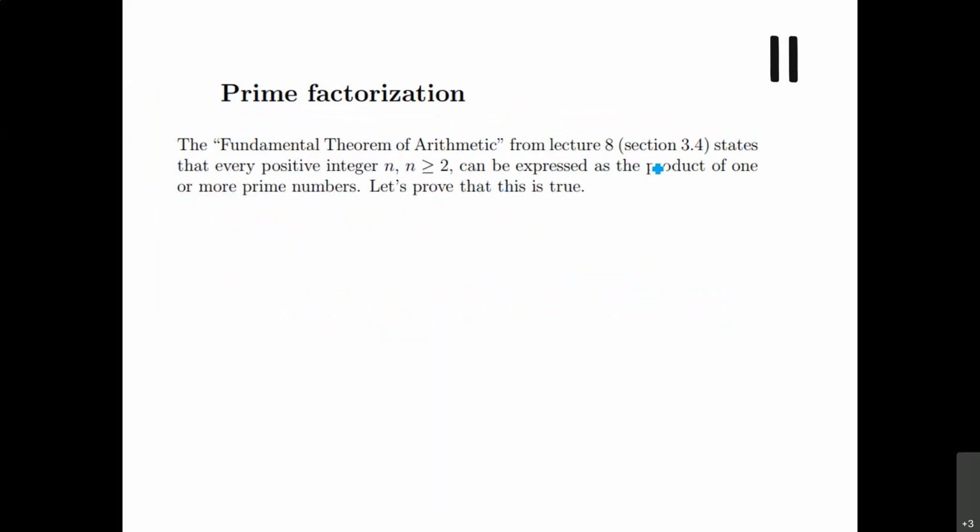So we have the following. Every positive integer that's greater than or equal to 2 can be expressed as the product of one or more prime numbers. Prove that this is true. So what are we saying? You have some number n, you can write it in the form of prime 1 times prime 2 times prime 3, and so on. So how can we do this?